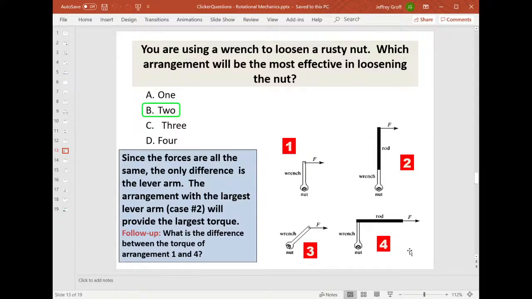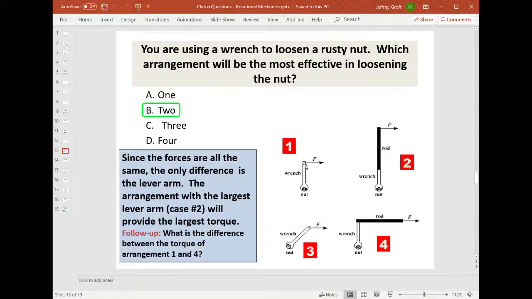So actually, number 1 and 4 would be identical. I don't know if you've ever done this, but I've definitely done this. If I can't loosen a bolt or a nut with a wrench, I'll look for a longer wrench, or if I'm using a box wrench, I can link two wrenches together to effectively get a longer lever.